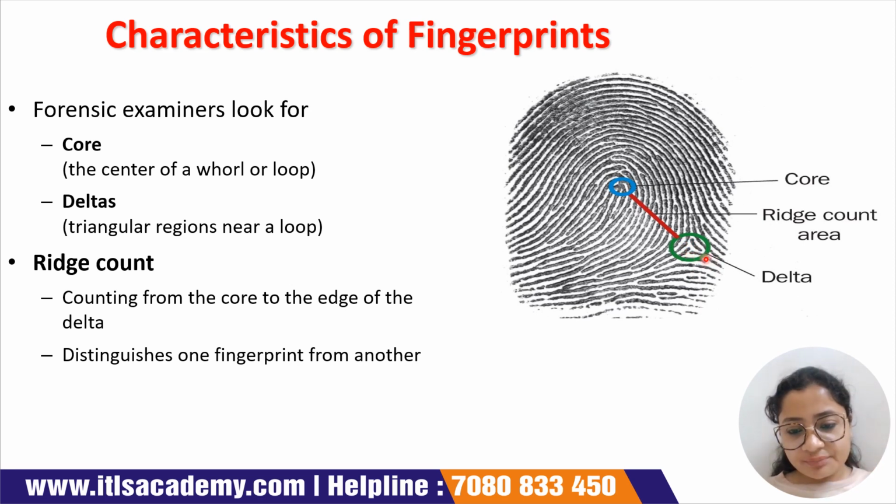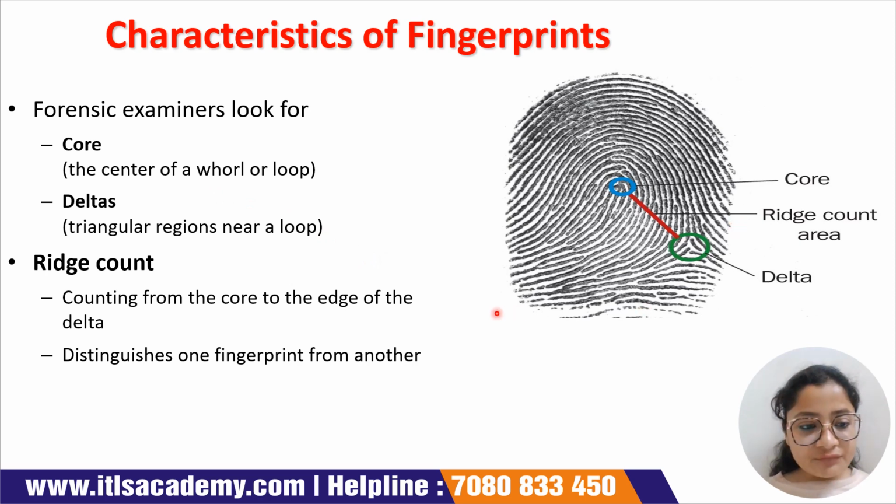Isn't it triangular in shape? Exactly how a delta looks. So these are the three things that a forensic examiner or a forensic scientist will look at when studying a particular fingerprint of a suspected criminal or of a suspected individual. Okay. So core means the center of a hole or loop. As I mentioned, I think this is the loop that they have focused on. It can also be considered to be a hole. Second thing will be the deltas, which are the triangular regions near the loop, exactly what I said.